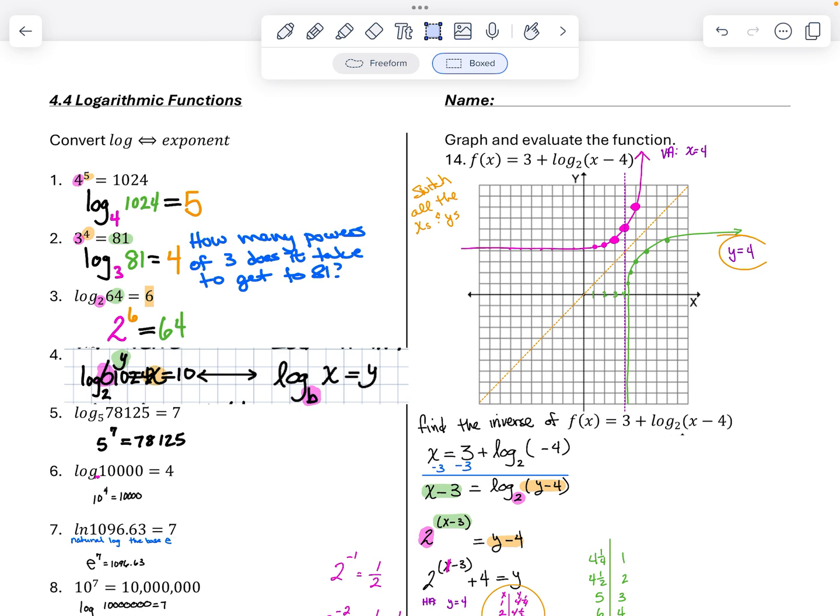And so the green graph is the logarithm function. The pink graph is the exponential function. And if you put it in the graphing calculator, it'll look just like that. And if you put it in Desmos, it will look just like that. Okay? Fabulous. All right.